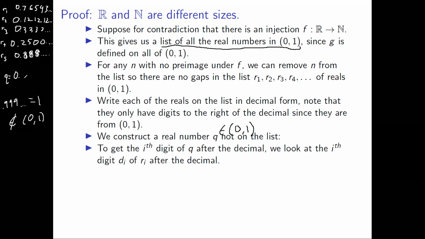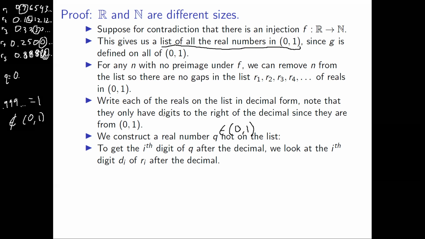So we have 0 point something. Then we look at R1. We look at the first digit of R1. This is the 7. We look at the second digit of R2 after the decimal. That's the 2. We look at the third digit of R3 after the decimal. This is the 3. We look at the fourth digit of R4 after the decimal. That's a 0. And then we'll look at the fifth digit of R5 after the decimal. This is the 8 right here.